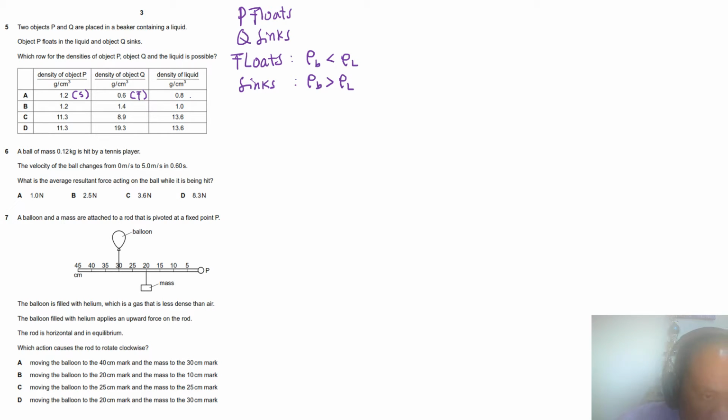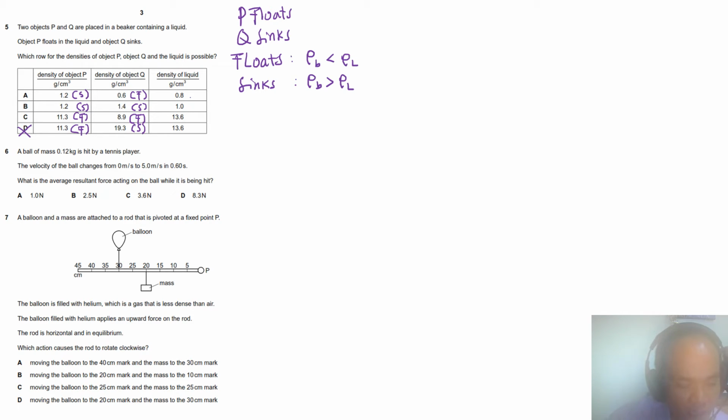So for option B, we see here 1.2 for P, and the liquid density is 1.0. Yes, this also sinks. Then this one also sinks, because this one is larger than this. Next, 11.3 floats, because this one is less than this one, and this one also floats, less than this one. This one floats, and this one sinks. Also float and sink, so the answer is D.